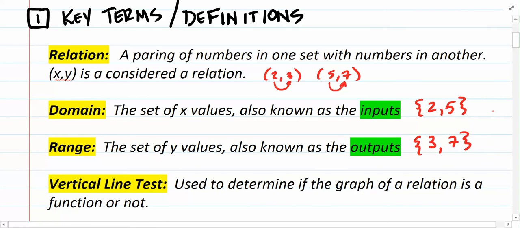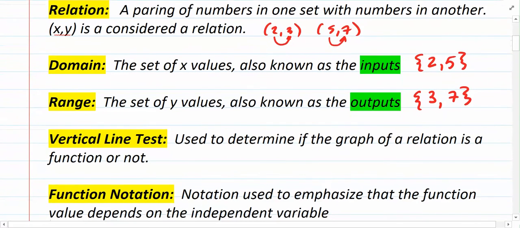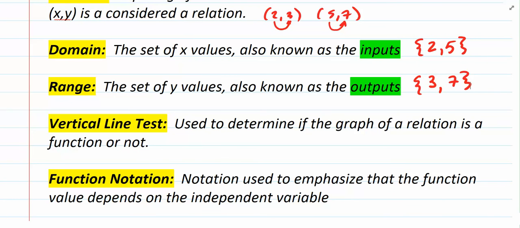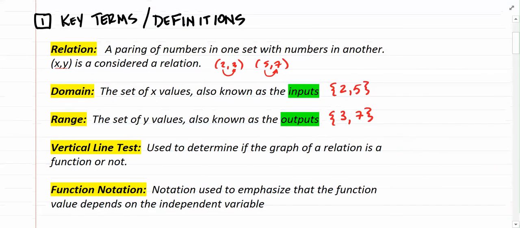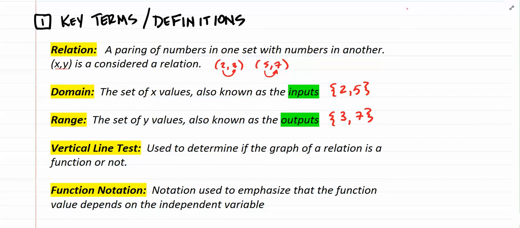There are two other phrases in this lesson that we need to make sure we understand, and that is the vertical line test, which is a test to determine whether or not the graph of a relation is a function or not, and we're going to talk about that today. And also the last thing we're going to talk about is something called function notation. Function notation is used to emphasize that the function value depends on the independent variable, and we're going to do some examples of that as well. So lots of words for box number 1. Make sure you have all these words copied down because we're going to refer to them throughout the lesson.